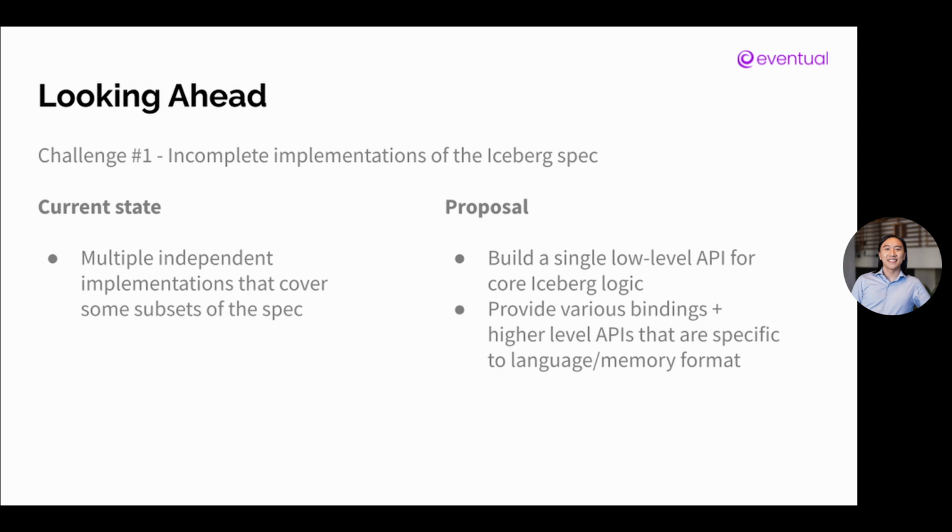Okay, so looking ahead, I'm going to give a few proposals about how to solve these problems. The first challenge that I listed before was that there are incomplete implementations of the Iceberg spec. The current state is that there are multiple independent implementations, PyIceberg and Iceberg Rust, that cover some different subsets of the spec. An alternative to that would be to build a single low-level API with all of the core Iceberg logic that's easy to cover the entire spec, and then provide various bindings and high-level APIs that can be used for different languages as well as different memory formats, such as Arrow.